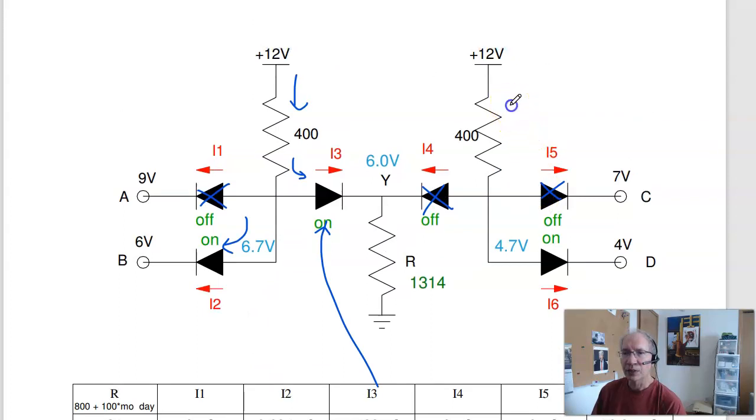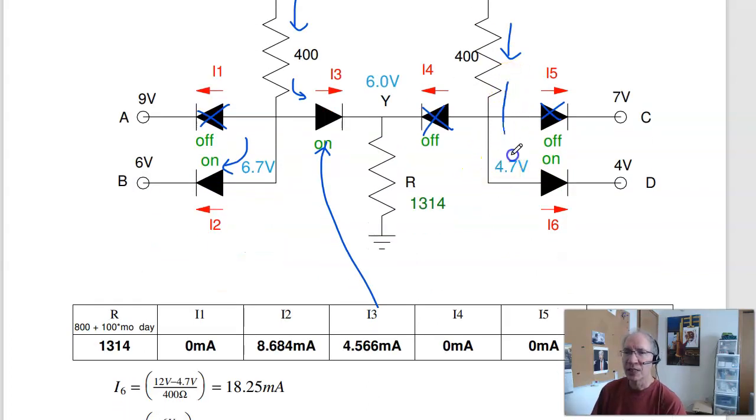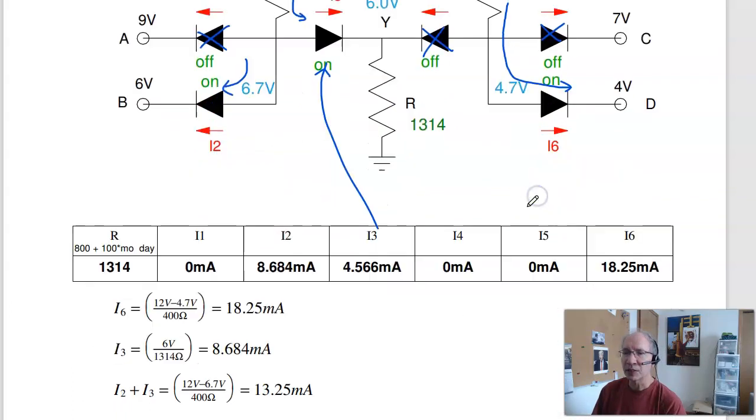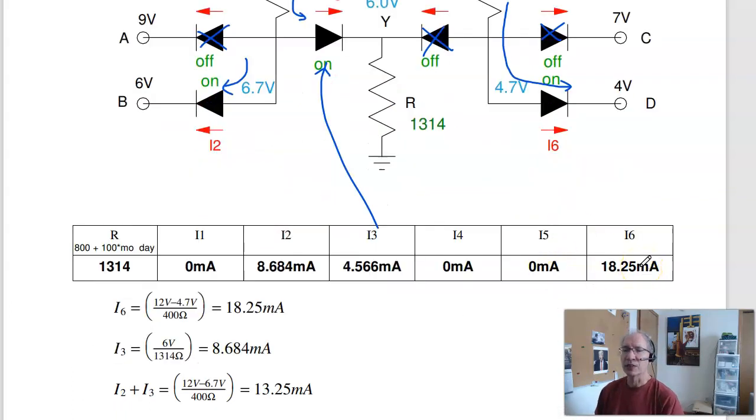And over here on the right, 12 minus 4.7 over 400 is 18.2 milliamps. That current has no place to go except diode 6, so it all goes through diode 6.